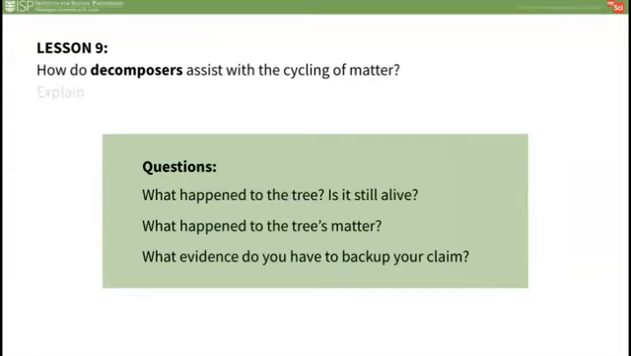Continue this line of questioning and ask the students, what happened to the tree? Is it still alive? What happened to the matter or mass of the tree? Where did the matter go? What kinds of evidence can you use to back up your claim about what happened to the matter? Allow students to continue their think, pair, share, or turn and talk.